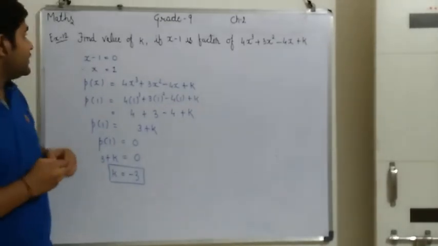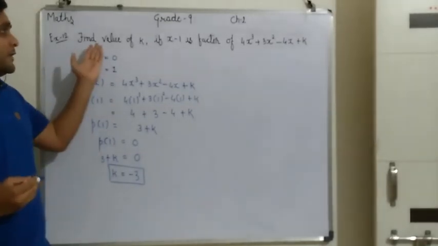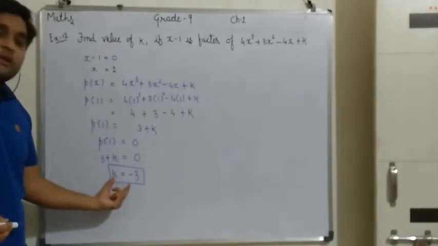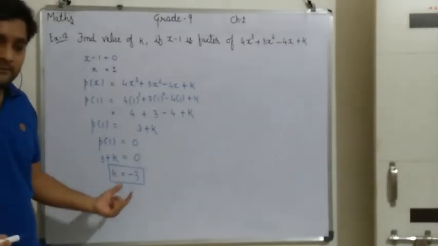So here we finished our example number 12. The question was to find the value of k. Here we got the value of k is equal to minus 3.